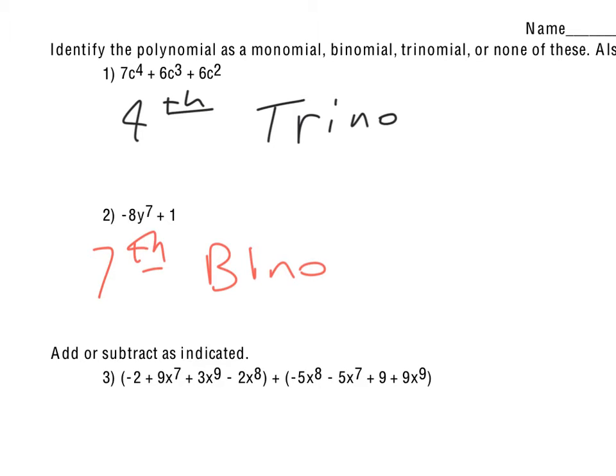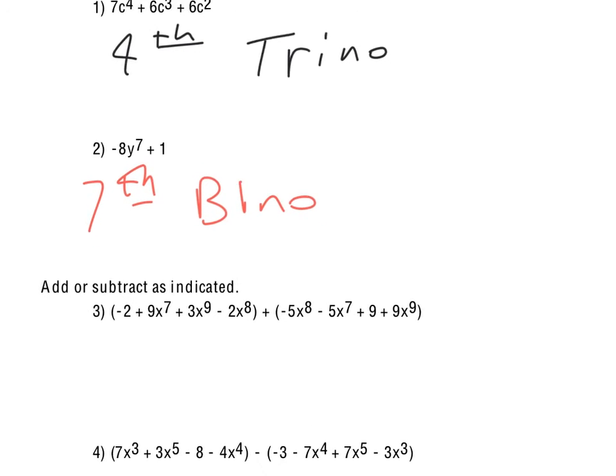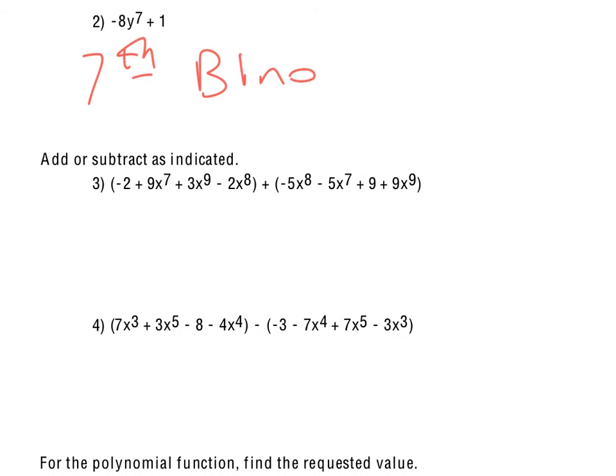For number 3, looking at adding these together, again, you have some choices if you would like to set that up horizontally or vertically. I think I'm just going to go with horizontal in this case. I like to kind of arrange it highest to lowest degree. That also gets my like terms together. So I would have 3x to the 9th plus 9x to the 9th. That takes care of my x to the 9ths.